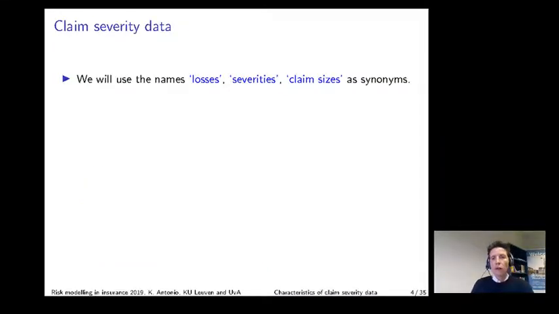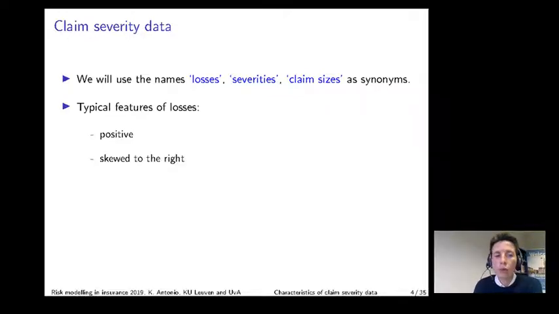Now, in this video, I will use the names losses, severities, and claim sizes as synonyms. And typical features of loss data are the following. They are usually positive, they are skewed to the right, and they have a heavy right tail.